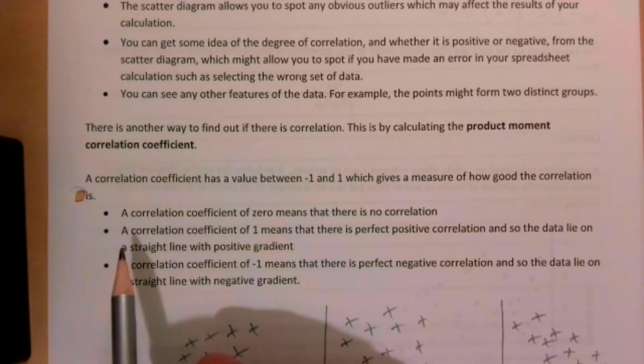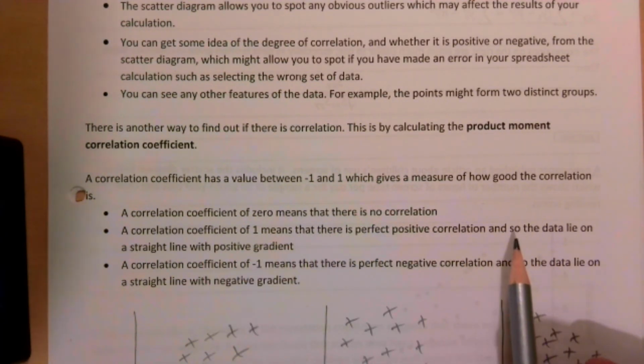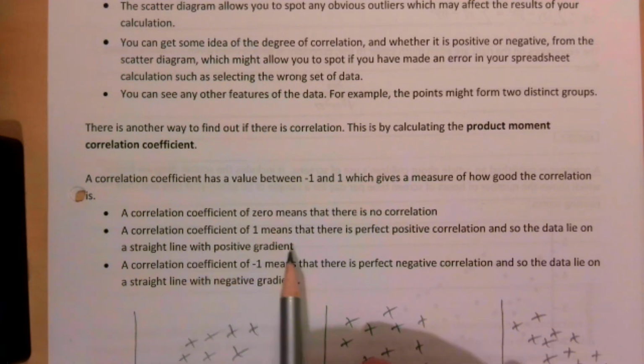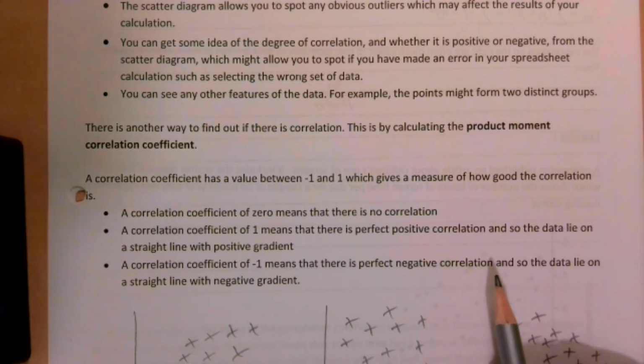A correlation coefficient of 0 means there's no correlation. A correlation coefficient of 1 means there's a perfect positive correlation, and so the data lie in a straight line with positive gradient. A correlation coefficient of -1 means that there's a perfect negative correlation, and so the data lie in a straight line with a negative gradient.